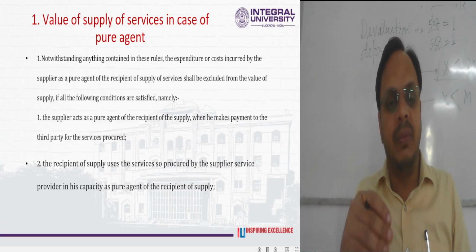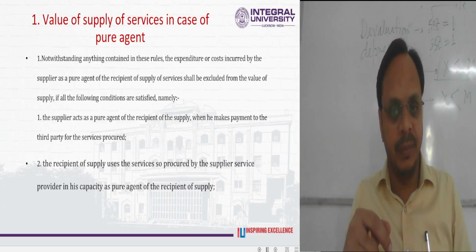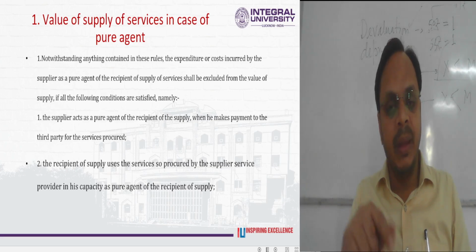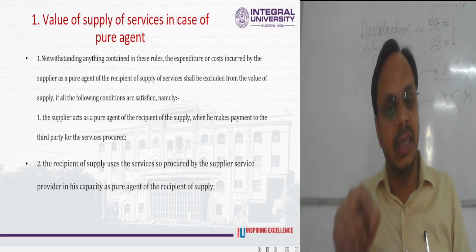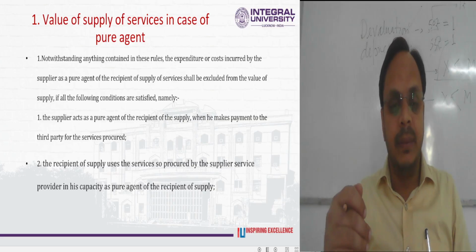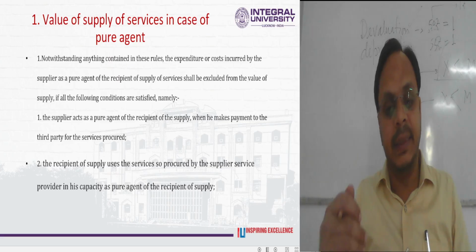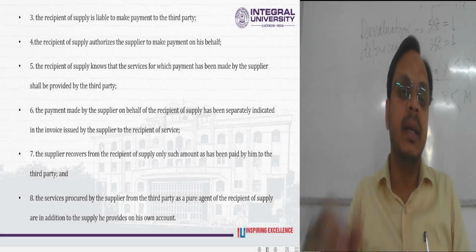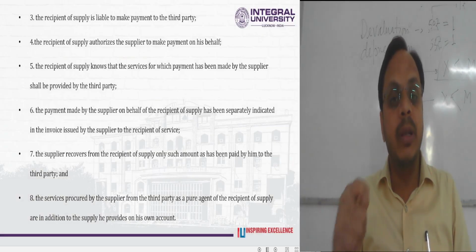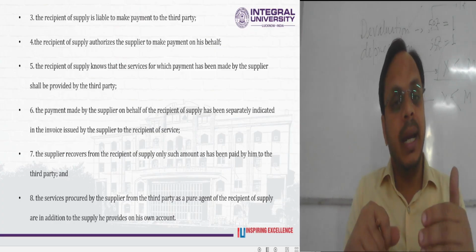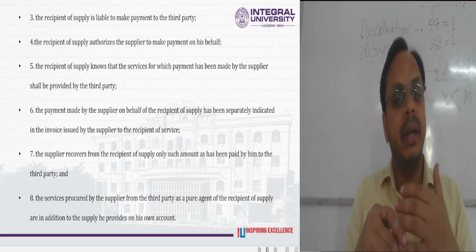This applies if all the following conditions are satisfied. First, the supplier acts as a pure agent of the recipient of the supply when he makes the payment to the third party for the services. Second, the recipient of supply uses the services so procured by the supplier in his capacity as a pure agent. Third, the recipient of the supply is liable to make the payment to the third party. Fourth, the recipient of the supply authorizes the supplier to make the payment on his behalf.